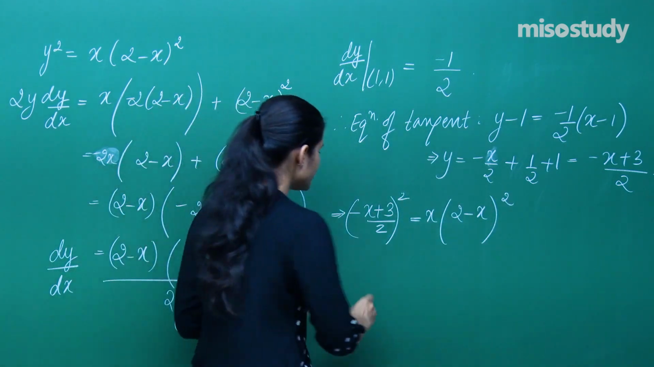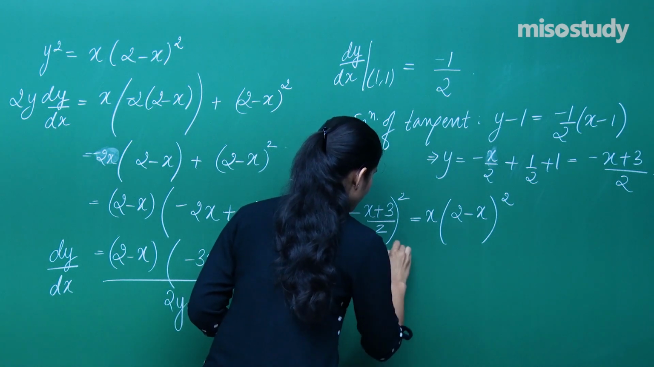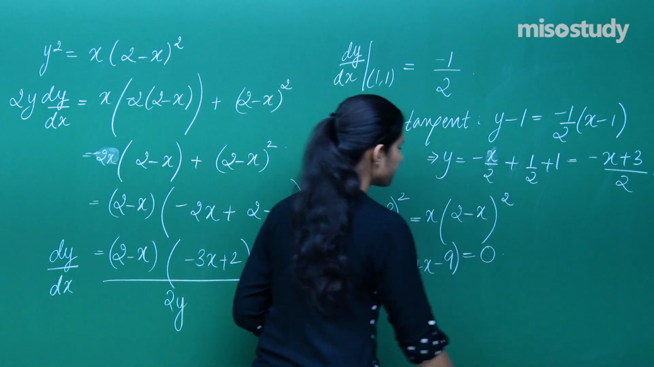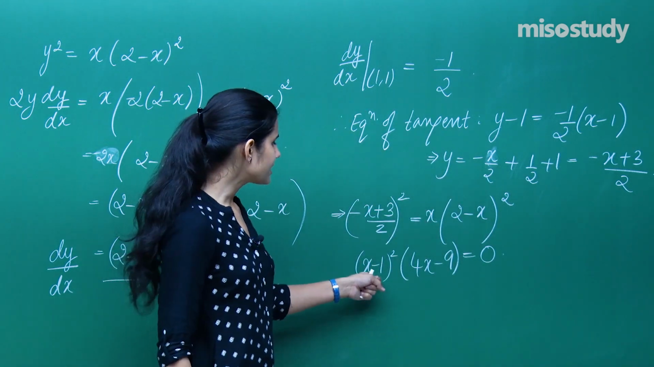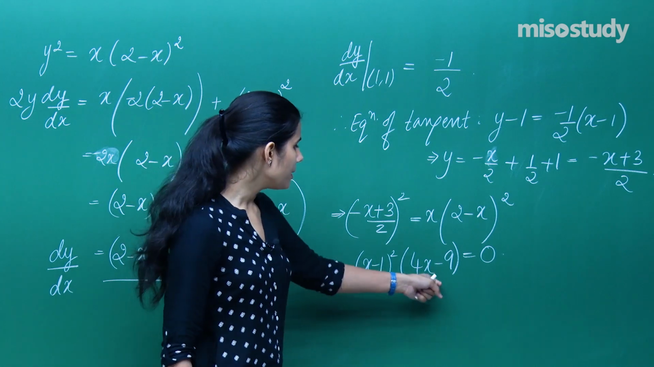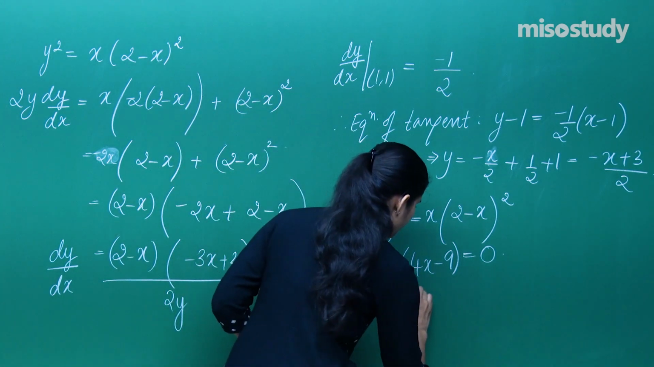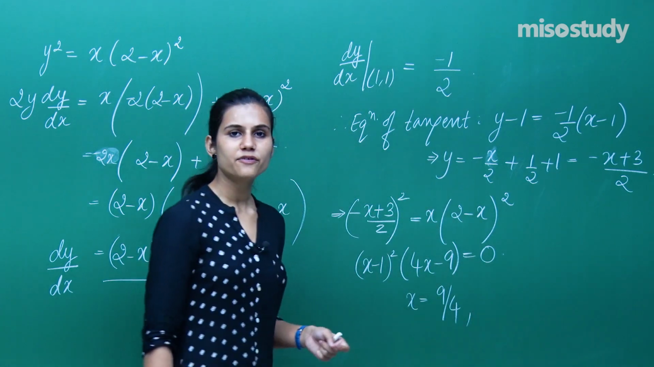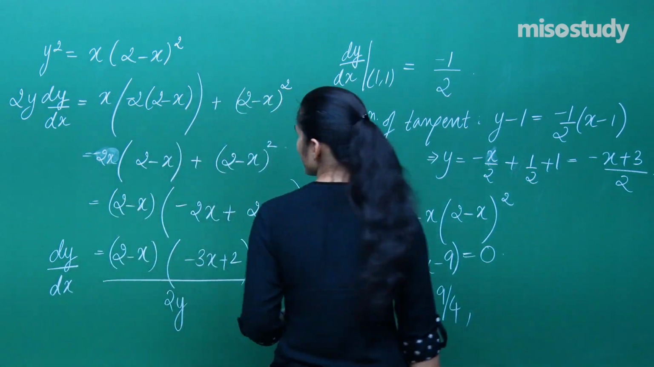When you resolve this, you get (x minus 1) whole square into (4x minus 9) equals 0. Already I know that x equals 1 and y equals 1 is a point of tangency. The other point is x equals 9 by 4. And if x is 9 by 4, what is y? Y we are going to get from here.